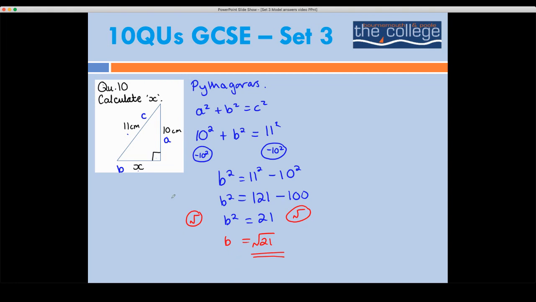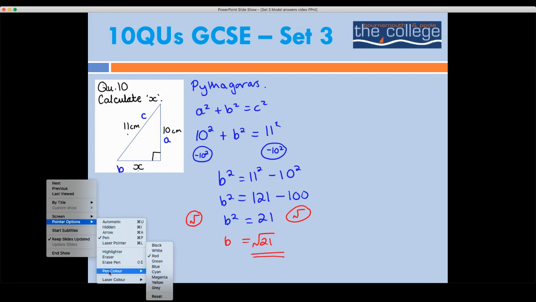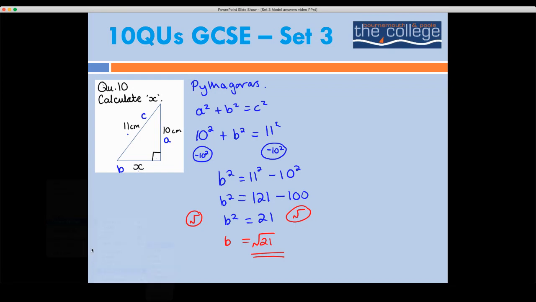Now, just out of interest, they may ask you, what is that approximately equal to? So we can work that out. We can get an approximate answer to that. If we think about our square numbers, we've got 16 is the square number nearest to 21. Okay, here's our square root of 21 somewhere here. And then we've got 25 is another square number, 4 squared and 5 squared.